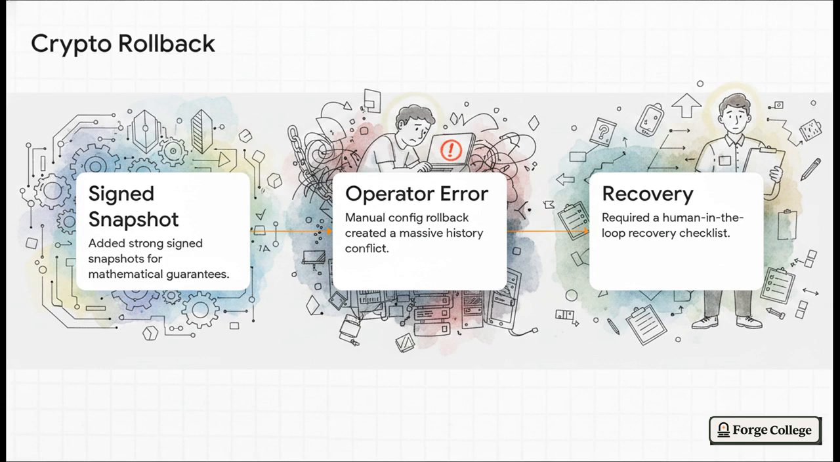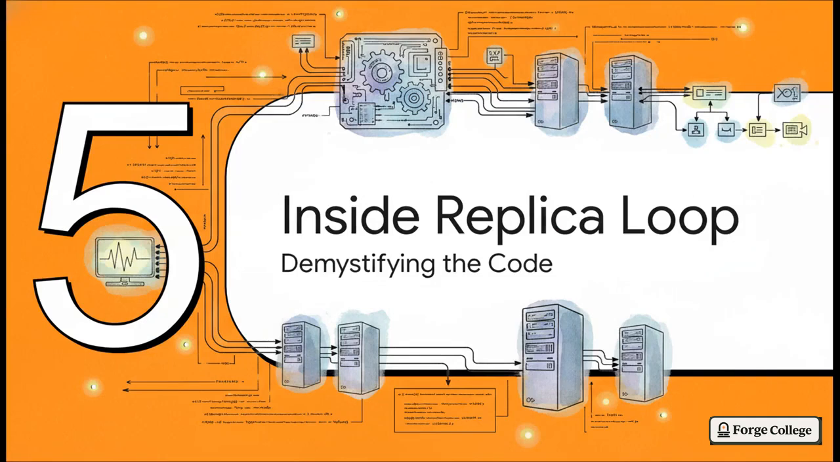So step 3, a human-in-the-loop recovery checklist was required. It's such a brilliant reminder that high-tech, space-age mathematical proofs still occasionally require a tired human operator with a clipboard to sort things out. All right, let's move to section 5, inside the replica loop.